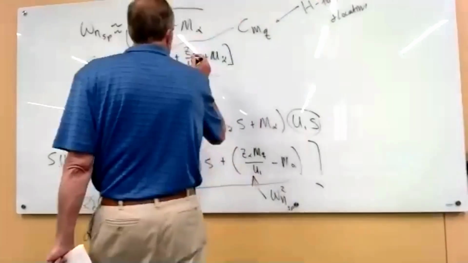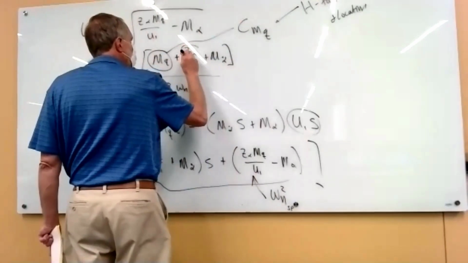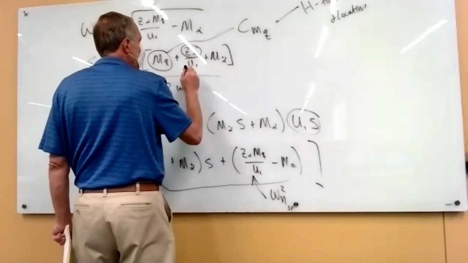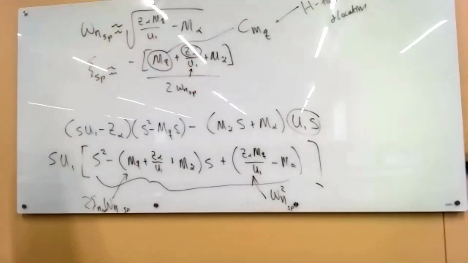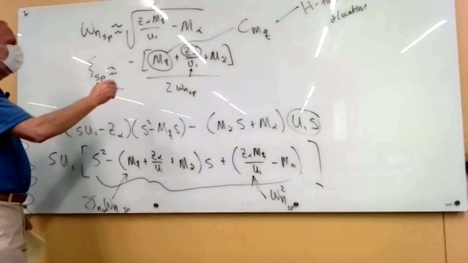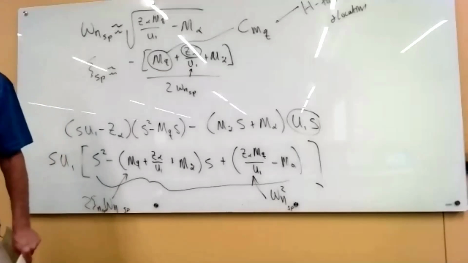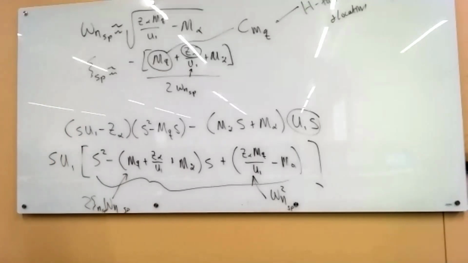You could also say, okay, well, I need to fix up Z alpha maybe. Although that's divided by U1, so that tends to be a smaller effect. So immediately you can use the approximation to hone in on that and say, I can fix my short period by doing this.